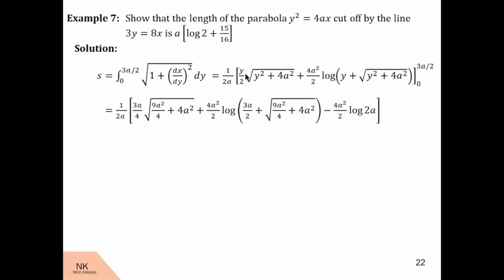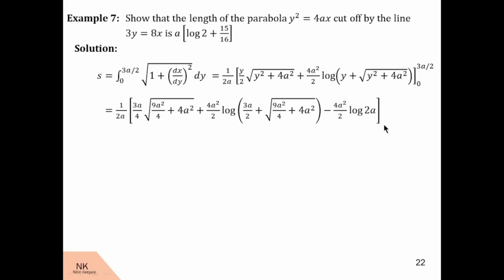3a by 2, that is 3a by 4 into under root of 3a by 2 square, that is 9a square by 4, plus 4a square, plus 4a square by 2 into log of y, that is 3a by 2 plus under root of y square, that is 9a square by 4 plus 4a square, minus, after substituting the lower limit 0 in y, we get 0 into this term, that is 0, minus 4a square by 2 into log of 0 plus under root 0 plus 4a square, that is under root of 4a square, that is just 2a.